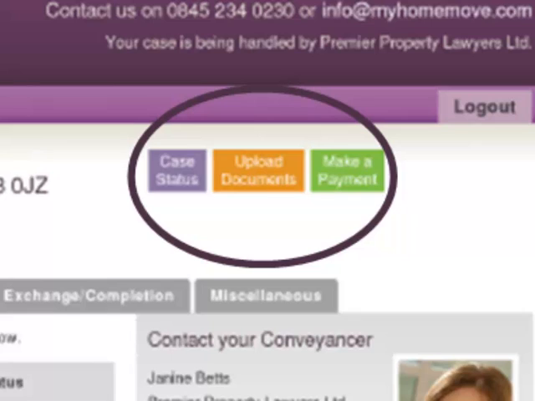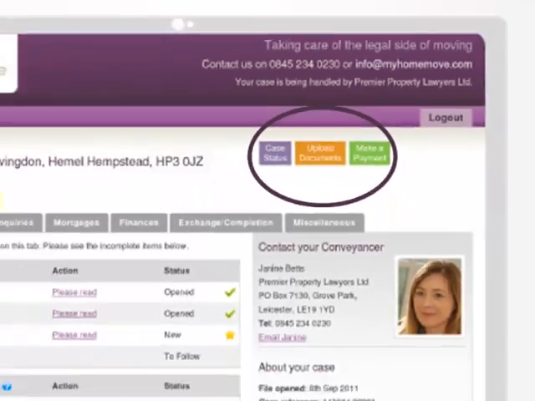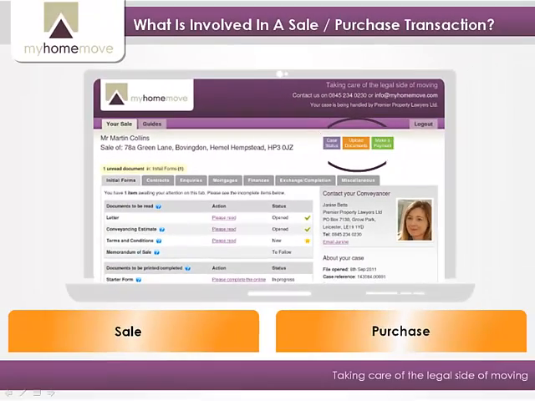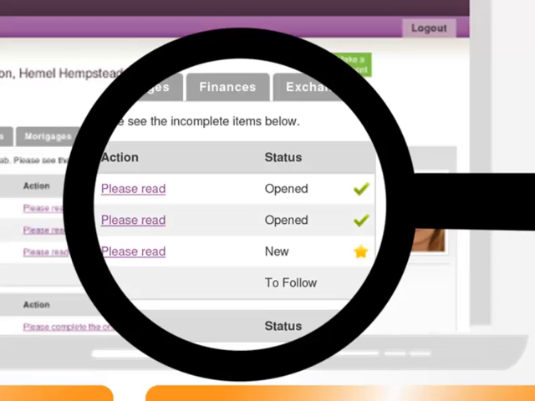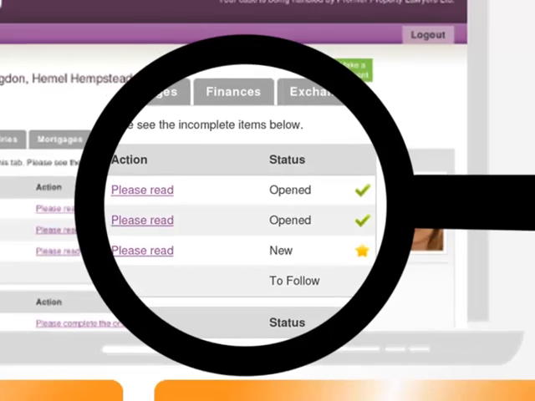So on a purchase, the client can pay for their searches, which means we are not waiting for checks to clear. We can take payments of up to £15,000, so the client could even pay the 10% deposit. One major advantage for us is that we can see what the client has looked at. The green tick indicates the client has opened the document and a star means it is unread. We can then assist if they need help.